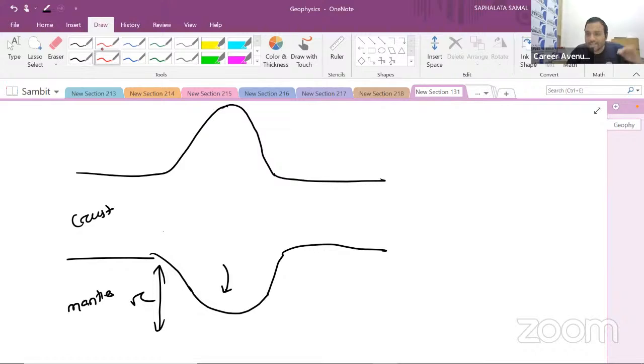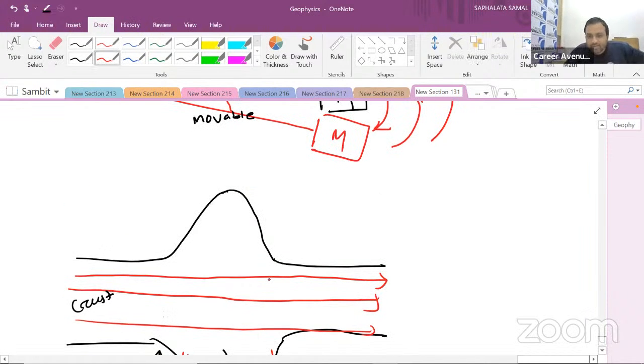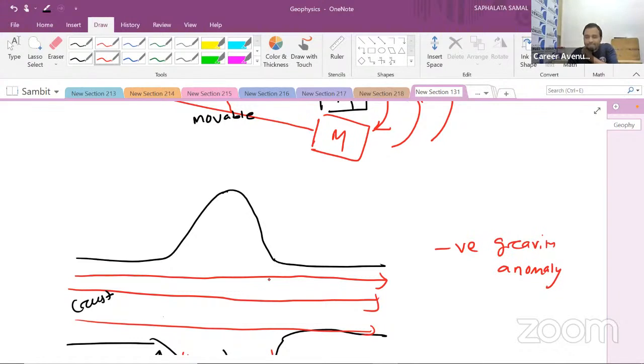So we can find the lateral density variation. For example, here, the density is equal. But once I'm entering into the mantle, which has more density, high density, now low density material is coming. Again, high density. So above this point, I will find negative gravity anomaly. So I will get what? Negative gravity anomaly in this case.